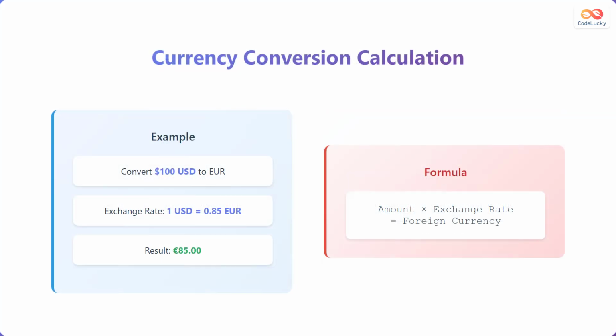Converting currencies is straightforward once you understand the basic formula. To convert from one currency to another, you simply multiply the amount you want to convert by the current exchange rate. Let's walk through an example. If you want to convert 100 US dollars to euros, and the exchange rate is $1 equals 0.85 euros, you multiply 100 by 0.85. The result is 85 euros. This basic multiplication formula works for any currency conversion, regardless of the currencies involved. Remember that the exchange rate you use determines whether you're buying or selling the foreign currency.